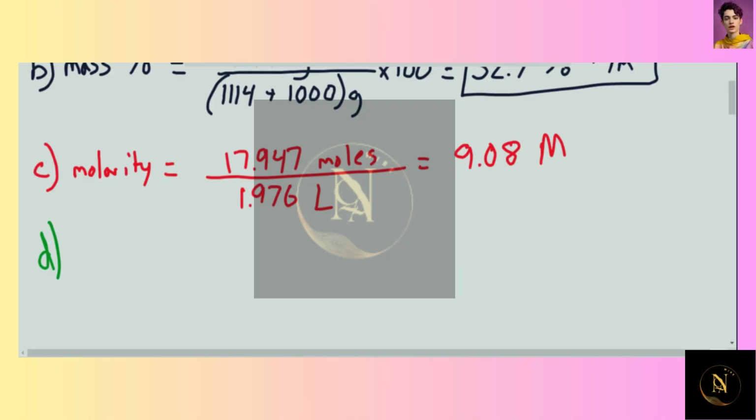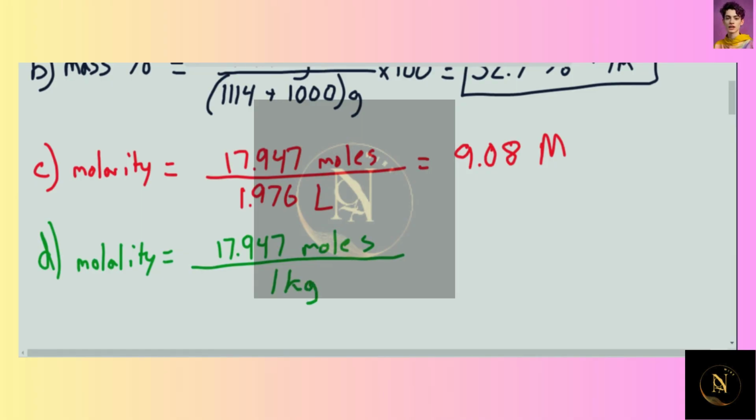In part D, we calculate molality, which has the same number of moles in the numerator. And then we divide by our mass of solvent, which is 1,000 grams or 1 kilogram. So our molality is 17.9 small m.